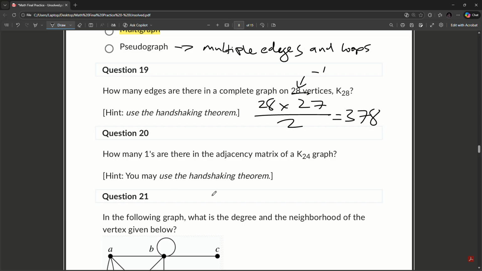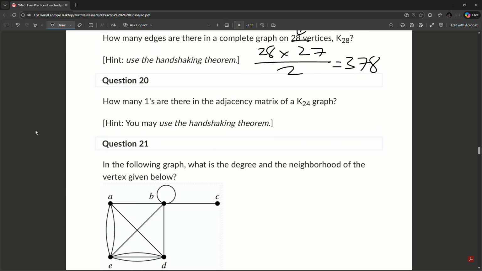How many ones are there in the adjacency matrix of a K24 graph? I think it's, if I remember correctly, just 24 times 23, but you don't divide it by 2. So it's 552.